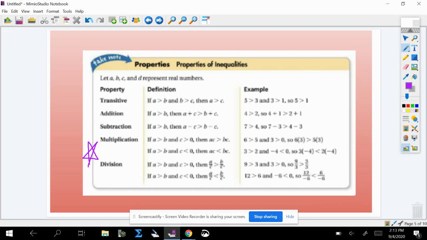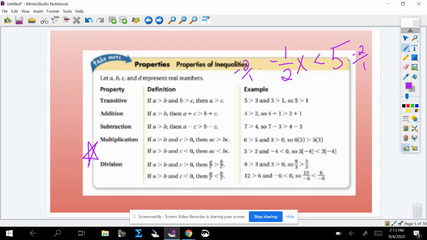When it comes to multiplication and division, there is an exception, and this is where you want to jot this down in your notes. Let's say you have something like this: negative 1/2 x is less than 5. And you want to get x by itself. So what you do is you multiply by the reciprocal of what's in front of x. So you're going to multiply both sides by negative 2 over 1, or just negative 2.